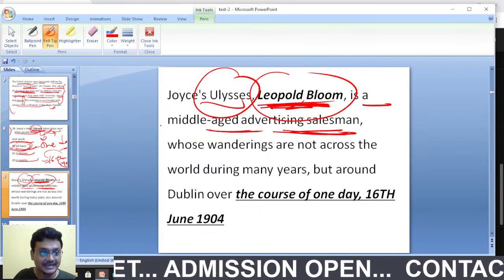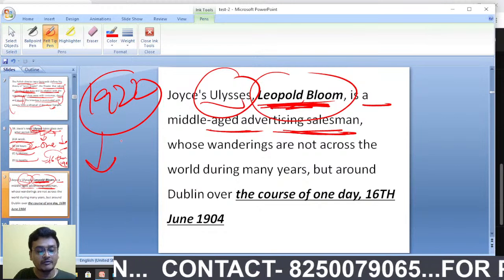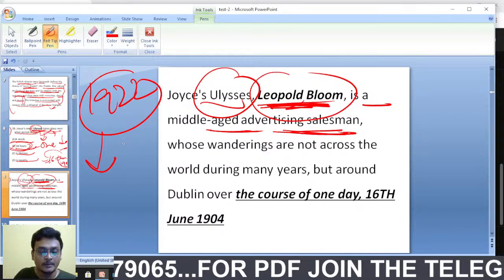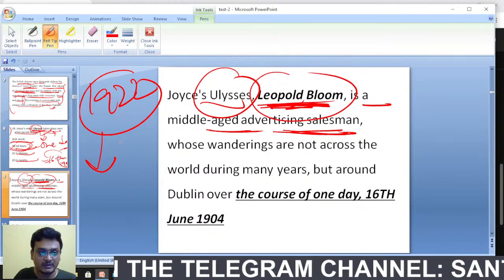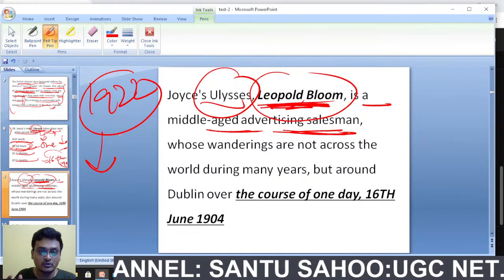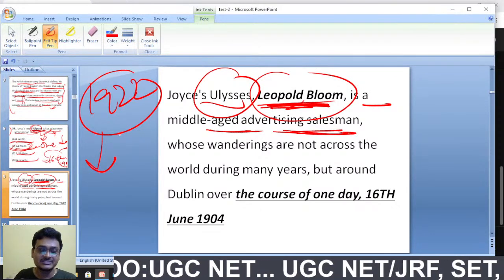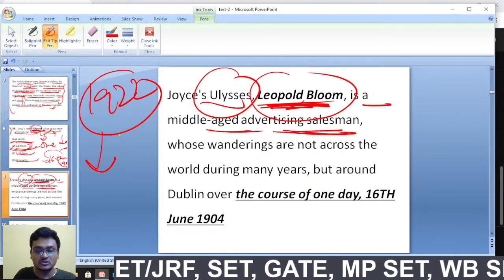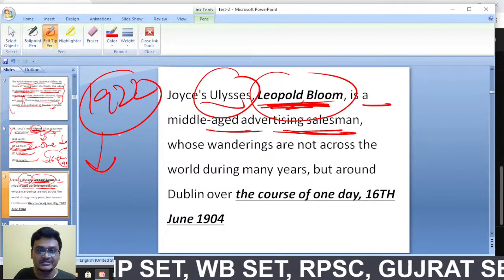Exactly, 1922. Excellent. 1922 is the year when T.S. Eliot's The Waste Land was published. D.H. Lawrence's novel Aaron's Rod was also published in 1922. So James Joyce's Ulysses, T.S. Eliot's Waste Land, and D.H. Lawrence's Aaron's Rod were all published in 1922.